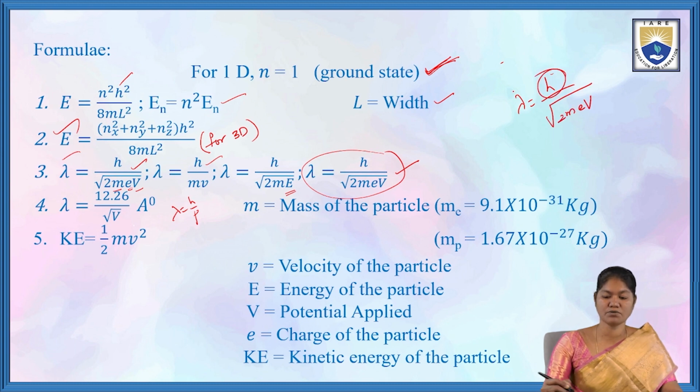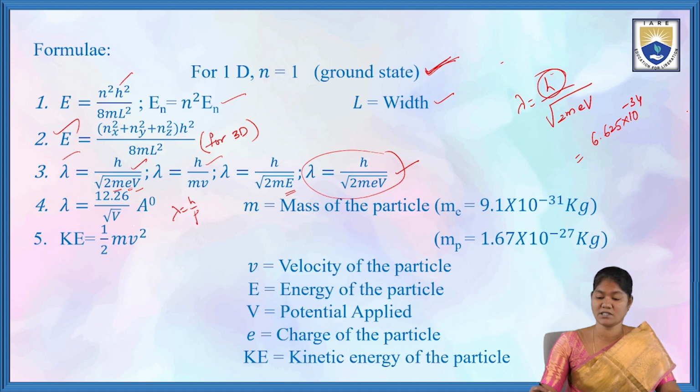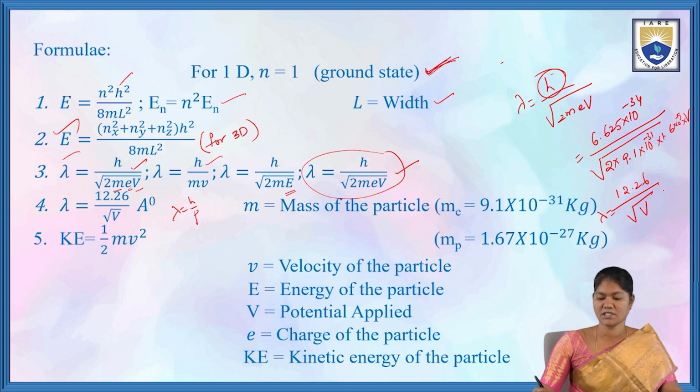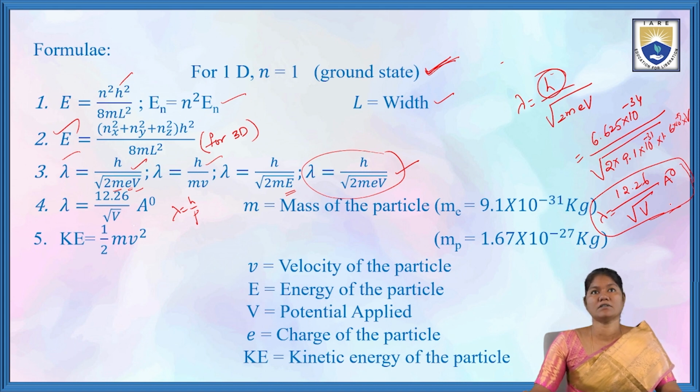In this case, substituting the h value, 6.625 into 10 power minus 34 joule second, divided by root of 2 into electron mass 9.1 into 10 power minus 31 kilogram, into e, the charge of the electron, 1.6 into 10 power minus 19, into V. After calculating all these values, we get 12.26 divided by root V. So this is the simplified formula we got using the standard values.